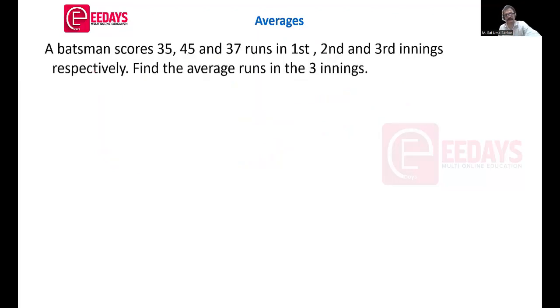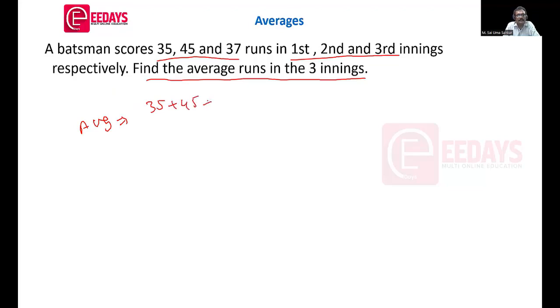Okay, let us check. A batsman scores 35, 45, and 37 in the first, second, and third innings respectively. Find the average of runs in the 3 innings. Like two methods. What is the average? Sum of the numbers by the number of numbers. That is 35 plus 45 plus 37 by the total number of numbers, that is equal to 3. What is the sum? 117 by 3. So that is equal to 39 is the answer, right?